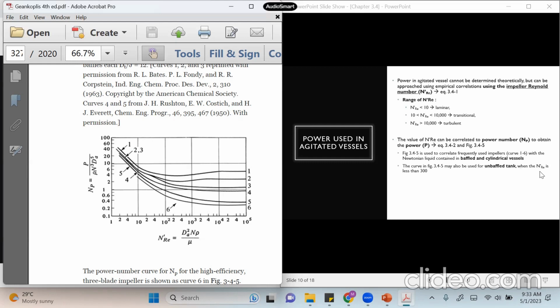However, it's only applicable if your NRE is less than 300. Once it goes over 300, then you cannot use figure 3.4-5. When the NRE is higher than 300, the power consumption for an unbaffled vessel is generally less compared to the baffled one, but we cannot calculate it because this figure is applicable only when the NRE is less than 300 for an unbaffled tank.